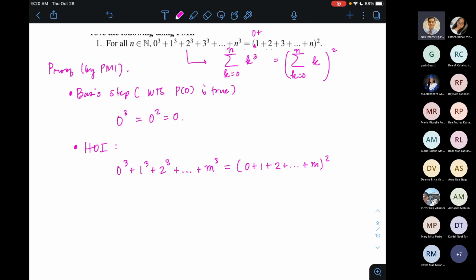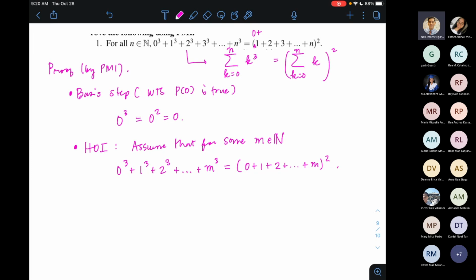Pero training na rin, kompletuhin niyo yung sentence. Alright, so sa HOI sabihin natin, assume that for any or for some natural number m, kasi yung theorem daw totoo sa kahit anong natural number n. So sa HOI, ipapagpalagay natin na totoo siya para sa isang natural number na m, isang generic natural number m. Okay? Thank you. That's perfect, Mary Rose.